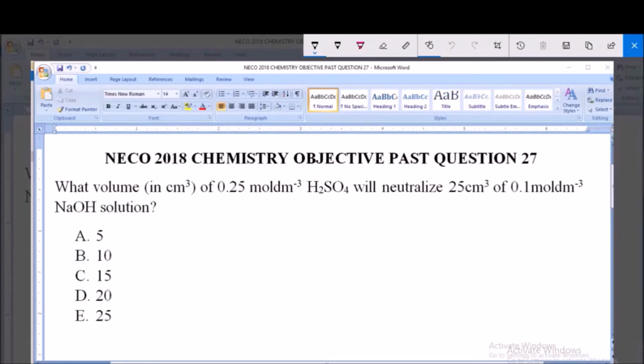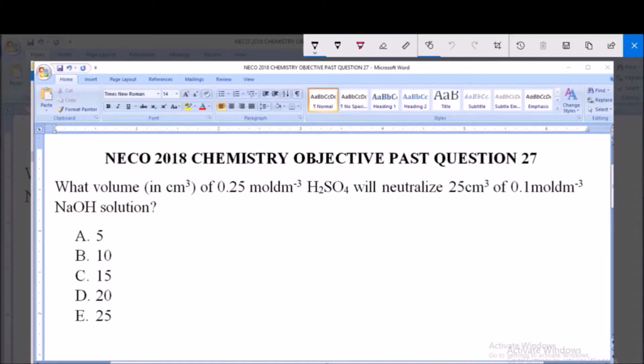I will be answering NECO 2018 Chemistry Objective Past Question 27. What volume in centimeter cube of 0.25 mole per dm cube of H2SO4 will neutralize 25 centimeter cube of 0.1 mole per dm cube NaOH, that's sodium hydroxide solution? A, 5. B, 10. C, 15. D, 20. E, 25. So in essence, they're asking us to find the volume of the acid, that's H2SO4, that will neutralize 25 centimeter cube of 0.1 mole per dm cube of sodium hydroxide solution.